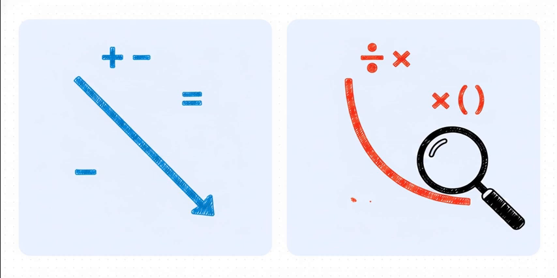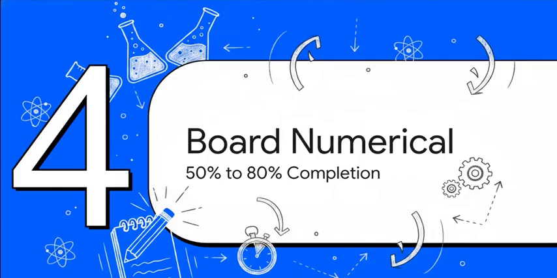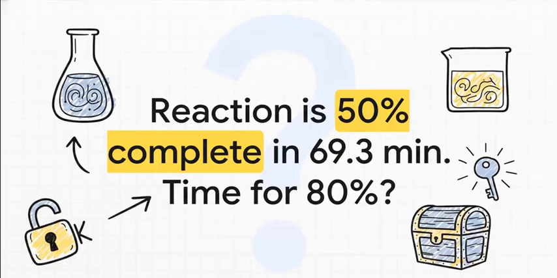Fun fact, every single radioactive decay process in the universe follows this exact first-order math. Keep these equations locked in your brain because we're about to use them. Section 4. Solving a board numerical, 50% to 80% completion. Here is a very real high-probability problem.